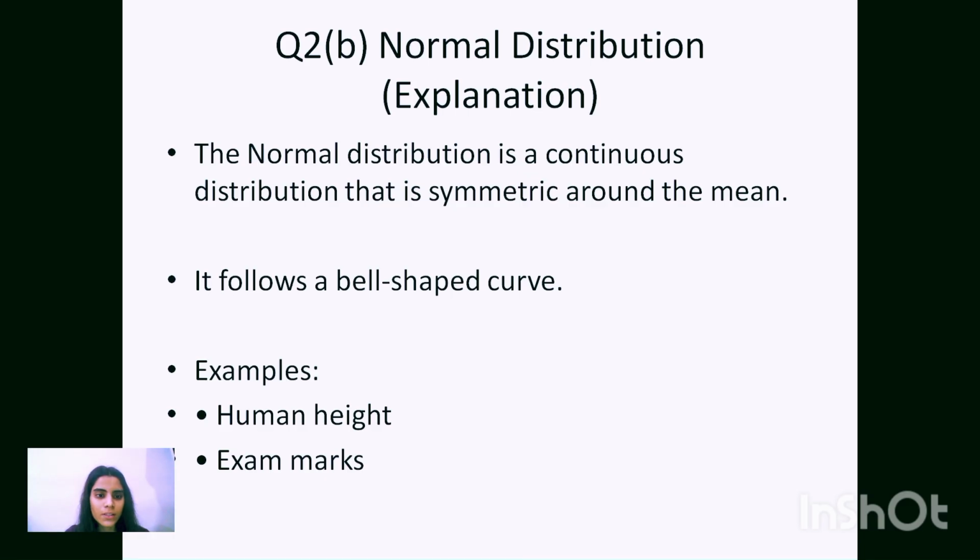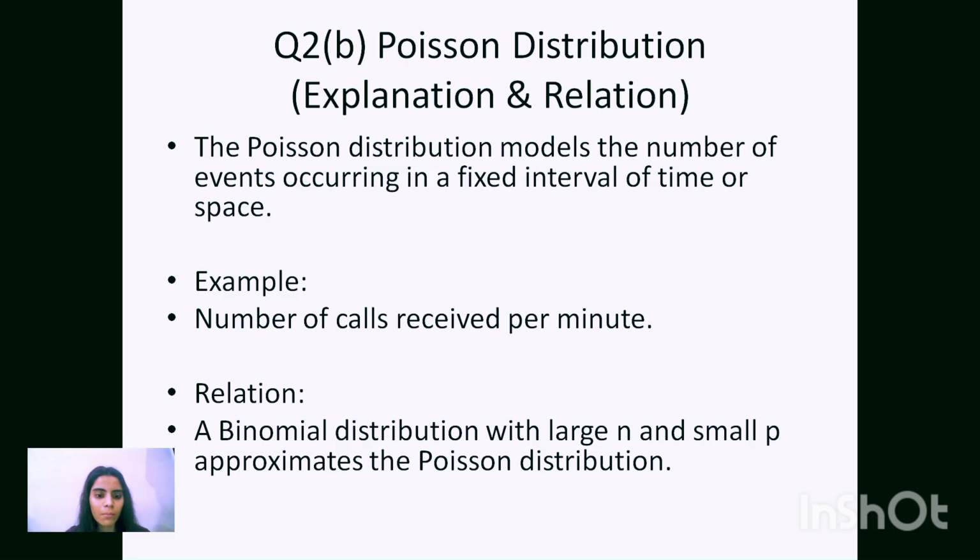After it, the normal distribution is a continuous distribution that is symmetric around the mean. It follows a bell-shaped curve. Example: human height and exam marks. After it, the Poisson distribution models the number of events occurring in a fixed interval of time or space. Example: number of calls received per minute. Relation: a binomial distribution with large n and small p approximates the Poisson distribution.